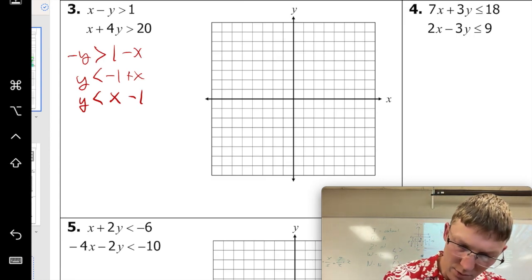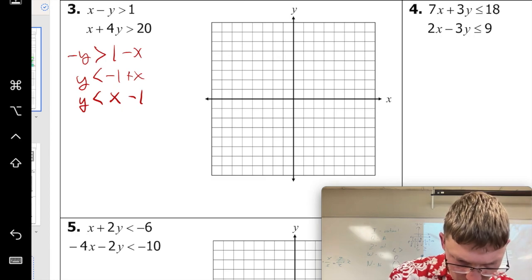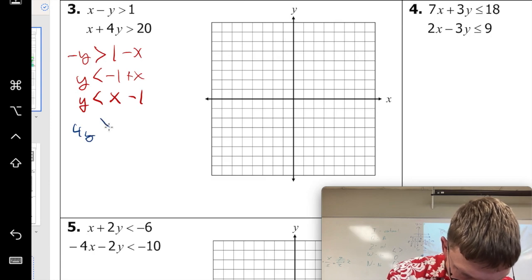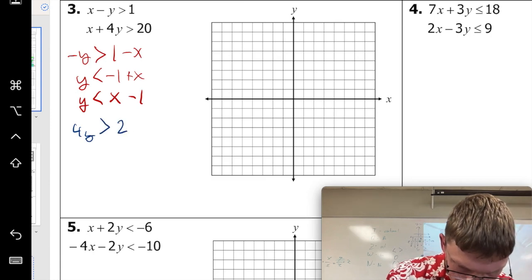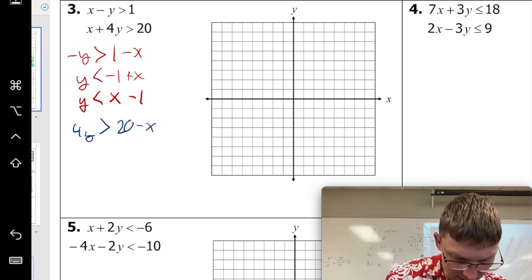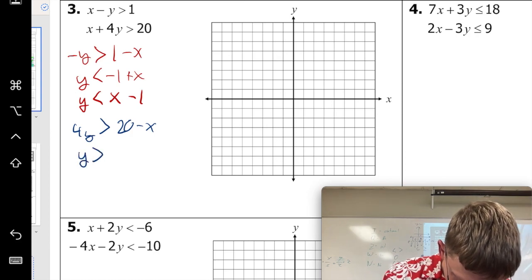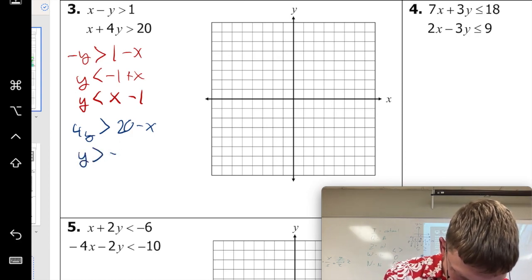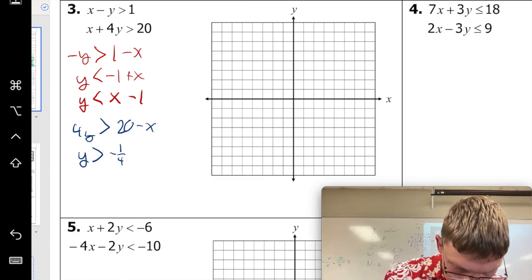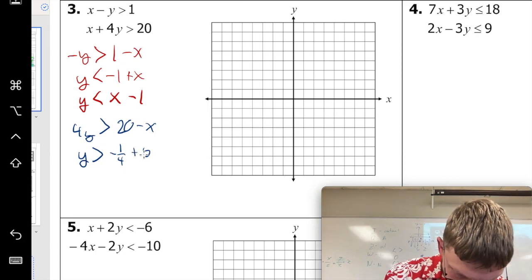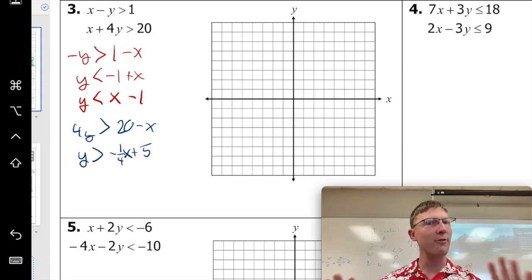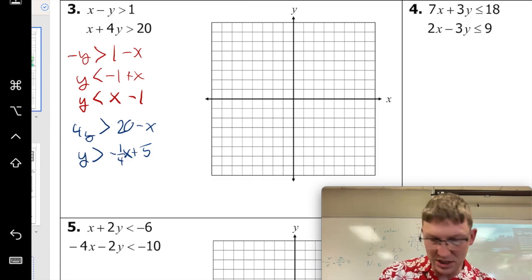Anyway, so then this next equation, we want to get y by itself. So we're going to have 4y is greater than 20 minus x. Then we're going to divide both sides by 4. So y is greater than -1/4 x. So I move the x in front just to get it into slope-intercept form. And then plus 5. Oh, there's an x there. So now, okay, yes, we have a fraction, but it's okay because it's just a slope.